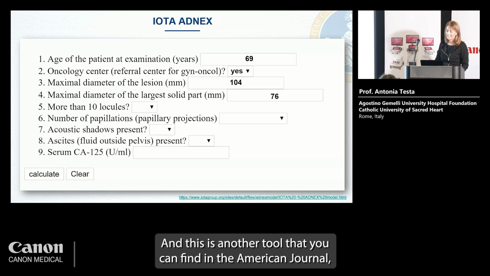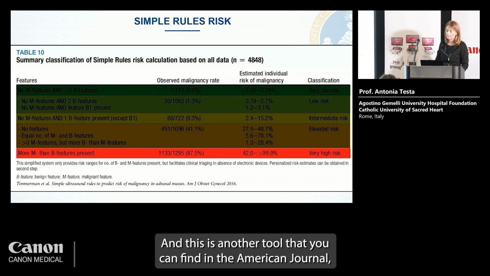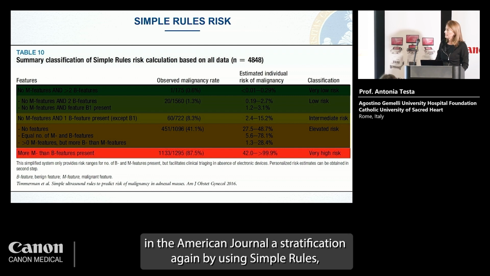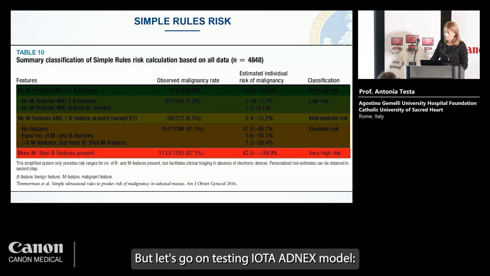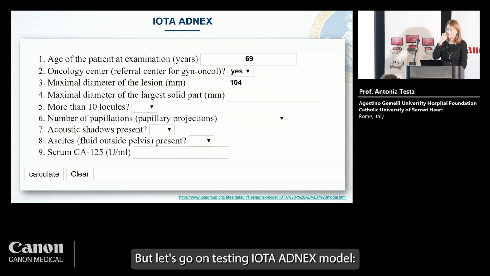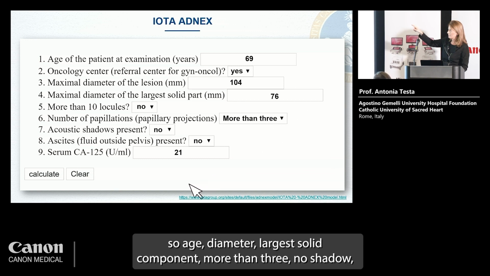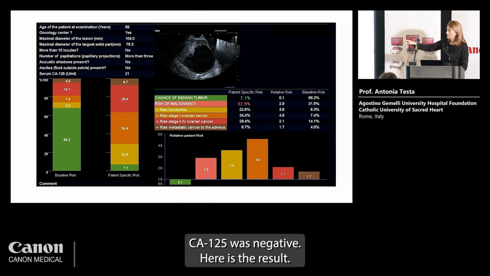And this is another tool that you can find in the American Journal, a stratification again by using simple rules. So no more malignant than benign features. But let's go on testing the IOTA ADNEX model: age, diameter, largest solid component, more than 3 papillary projections, no shadow. CA125 was negative. Here is the result.